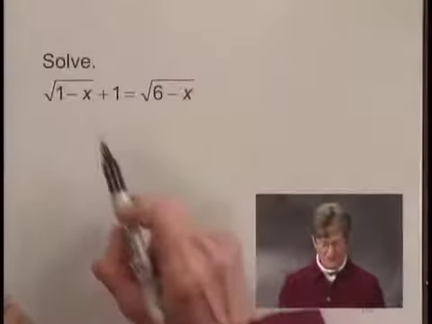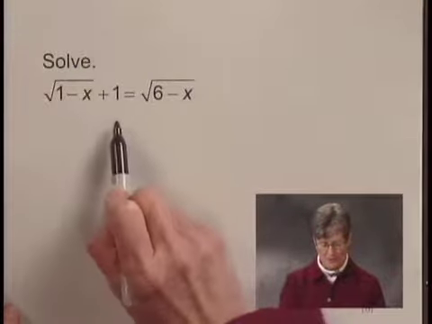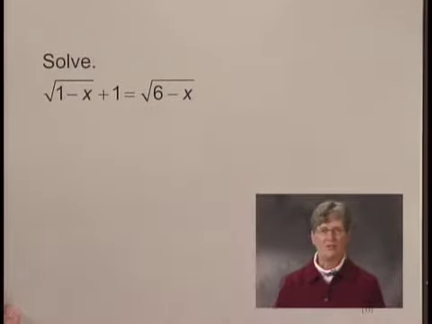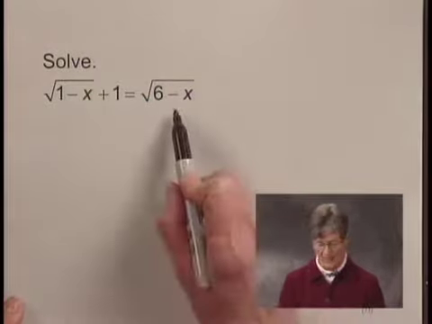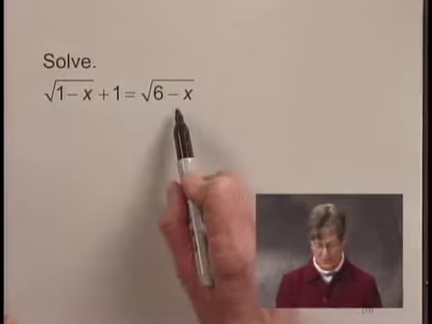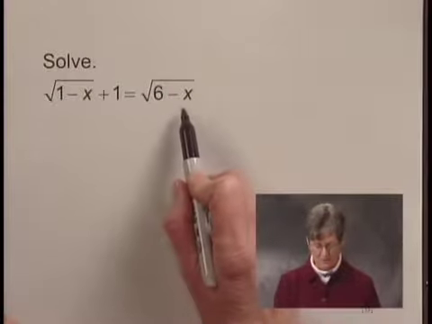We'll solve a radical equation. The equation is the square root of 1 minus x plus 1 equals the square root of 6 minus x. Now we have an equation that involves two radicals, and one of them is isolated on one side of the equal sign. So this tells us that we're ready to use the principle of squaring.